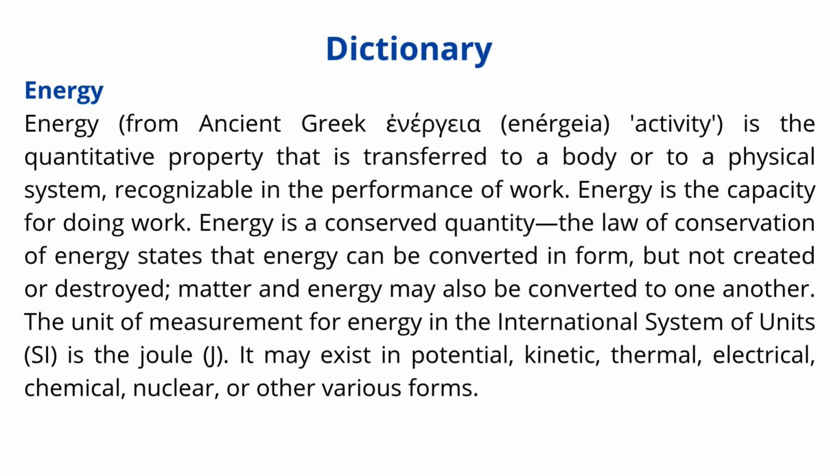Energy. Energy is the quantitative property that is transferred to a body or to a physical system, recognizable in the performance of work. Energy is the capacity for doing work. Energy is a conserved quantity. The law of conservation of energy states that energy can be converted in form but not created or destroyed. Matter and energy may also be converted to one another. The unit of measurement for energy in the International System of Units (SI) is the joule (J). It may exist in potential, kinetic, thermal, electrical, chemical, nuclear, or other various forms.